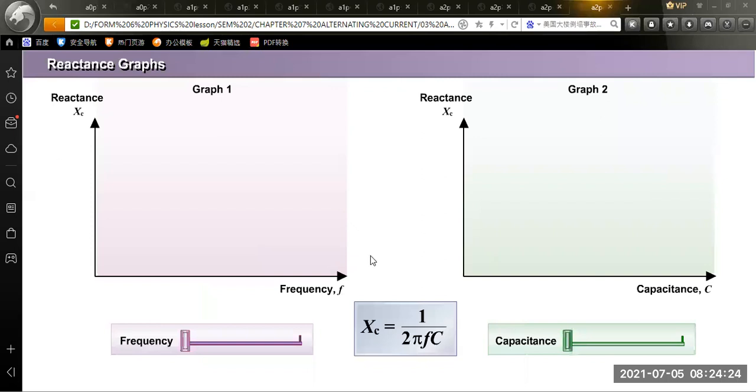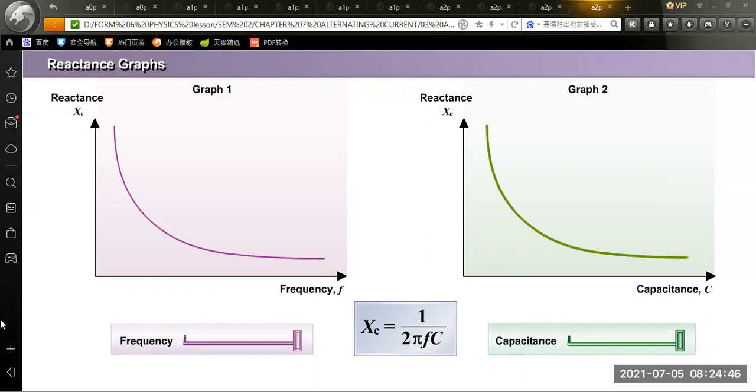Ladies and gentlemen, let's look at the graph. The graph shows reactance against the frequency, and reactance against the capacitance. From here, we notice that reactance is inversely proportional to F, and reactance is inversely proportional to C. So they should have the same pattern of the graph. Because the frequency is inversely proportional to the reactance XC, and capacitance is also inversely proportional to the reactance.